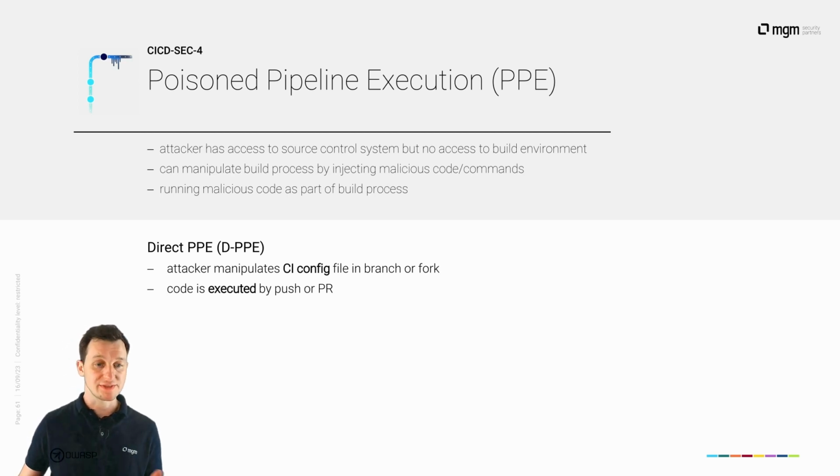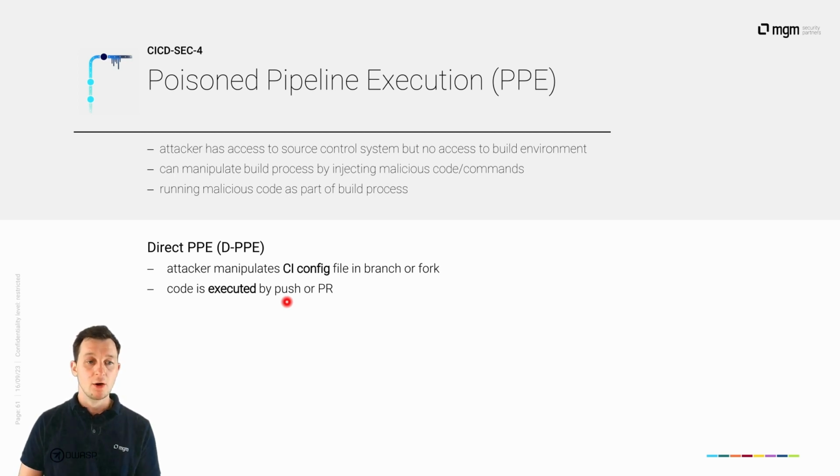And what we have seen so far here is a direct PPE. So direct PPE means that the attacker can manipulate the CI configuration directly in a branch or a fork and execute the code by pushing it or by creating a pull request. In our case here, it was a pull request.